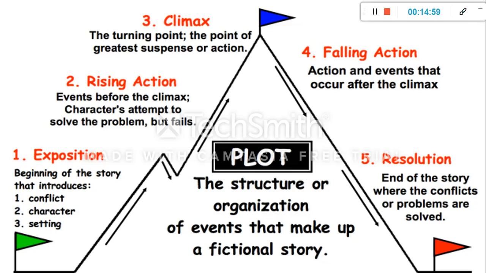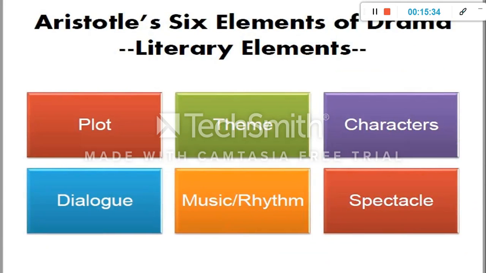Okay, so the two different sides of the plot in this diagram are quite clear. We can say that the exposition is the opposite of the resolution, the rising action is the opposite of the falling action, and we have the climax in the middle. So this is about the first element of drama according to Aristotle: the plot.